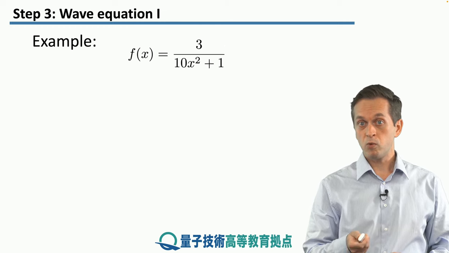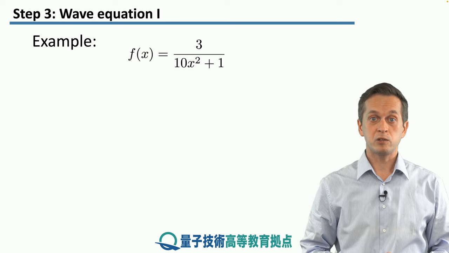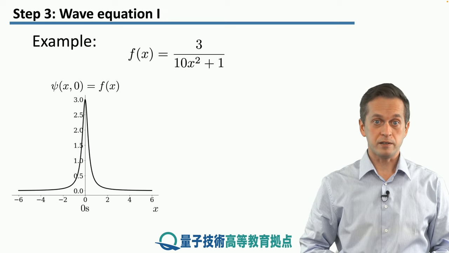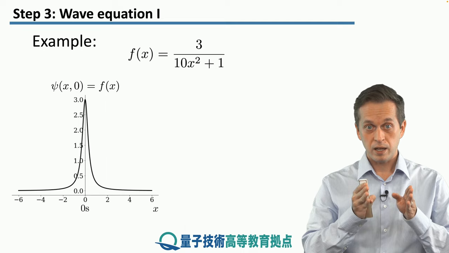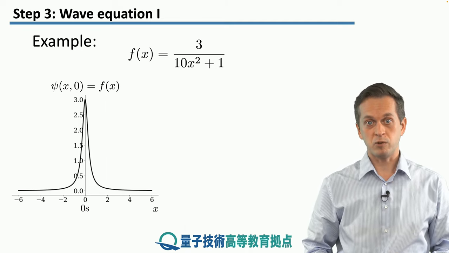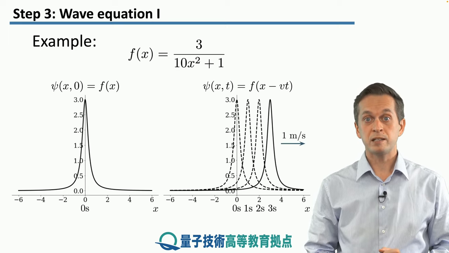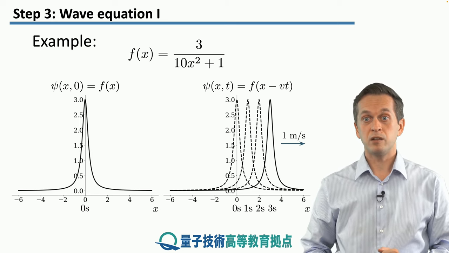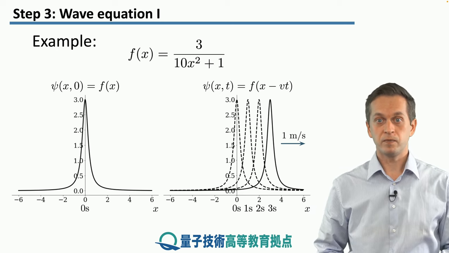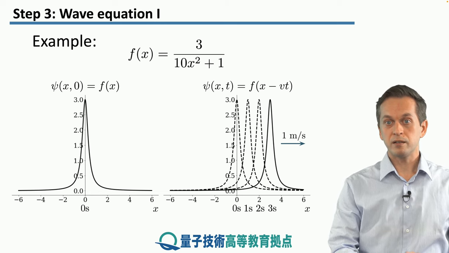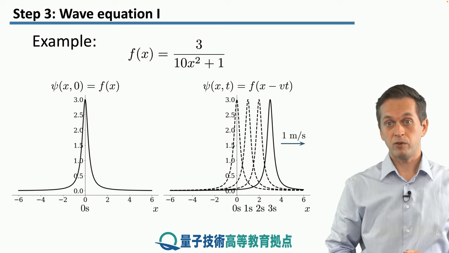Let's say that we pick the following wave shape as our f of x. In this case, it's a Lorentzian, it's 3 over 10x squared plus 1. And it looks like this. The numbers here are not really important. I just want you to think of it as some kind of shape that at time 0 has its peak at x equals 0. And then in order to make it propagate, to travel in time, we just replace x with x minus vt. So if you plug that into our f, it would be 3 over 10 times (x minus vt) squared plus 1. So if it propagates at 1 meter per second, and we look at where the wave is after every second, it would trace out the following trajectory.